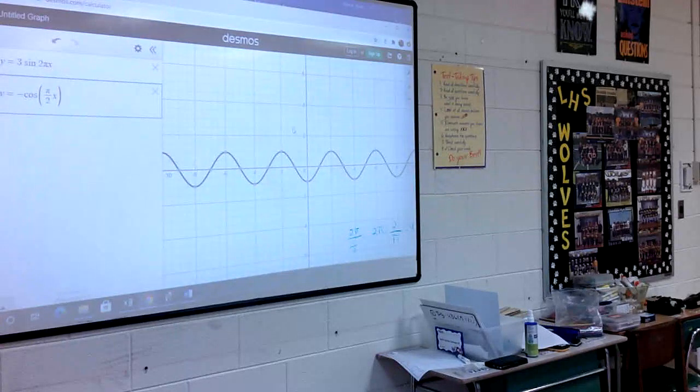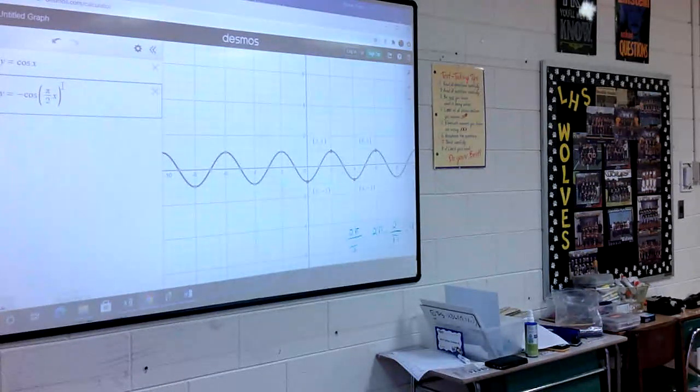Now, the normal cosine graph starts at 1, like in the very beginning example. But this one starts at negative 1. The reason why is because of that negative in front. It caused the graph to flip from the normal cosine graph. The normal cosine graph would look like this, cosine of x, but this one has flipped. That's why it goes down to negative 1. That also tells us our amplitude is 1, so from 0 it goes up 1 and down 1.